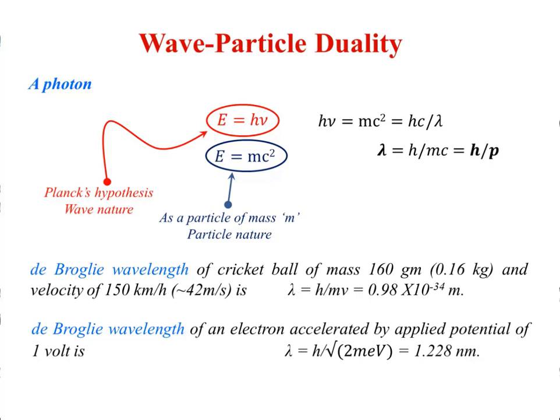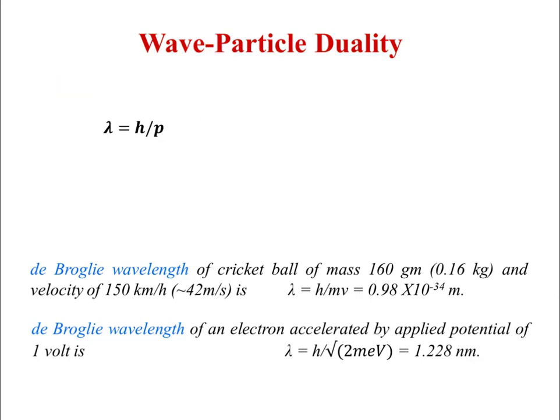Here we see that the de Broglie wavelength of a cricket ball is negligible. So one can say that quantum mechanics is not required to understand the motion of a cricket ball, whereas quantum mechanics is essential for understanding the motion of electrons.